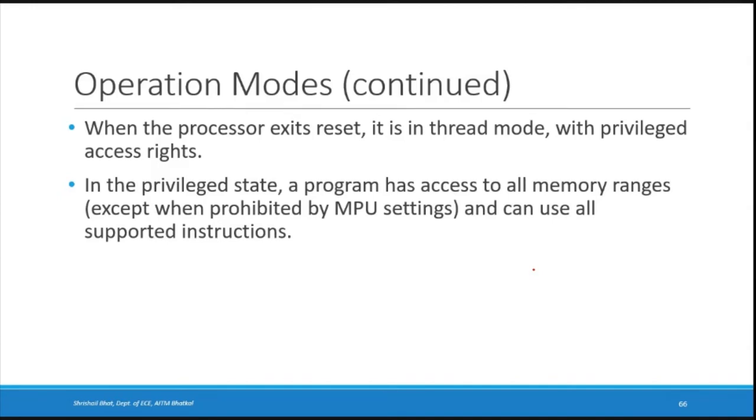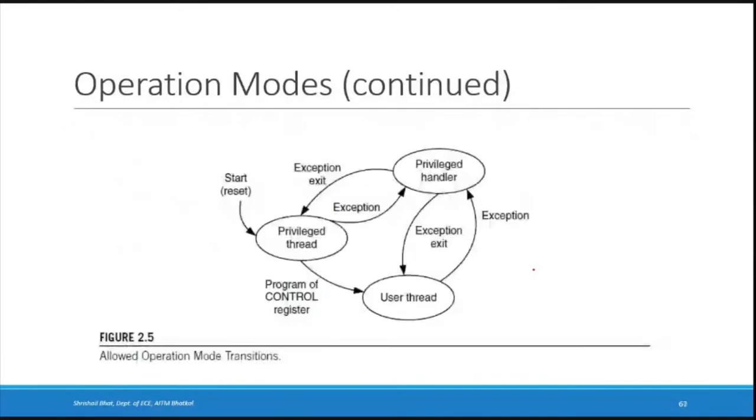When it is in privileged state, it can access all the memory ranges except when prohibited by the MPU. That is, whenever you set the memory protection unit to prohibit some access to some memory ranges, only then it will not have access to that particular memory range. Otherwise, it will have access to the entire memory range, and it can use all the supported instructions.